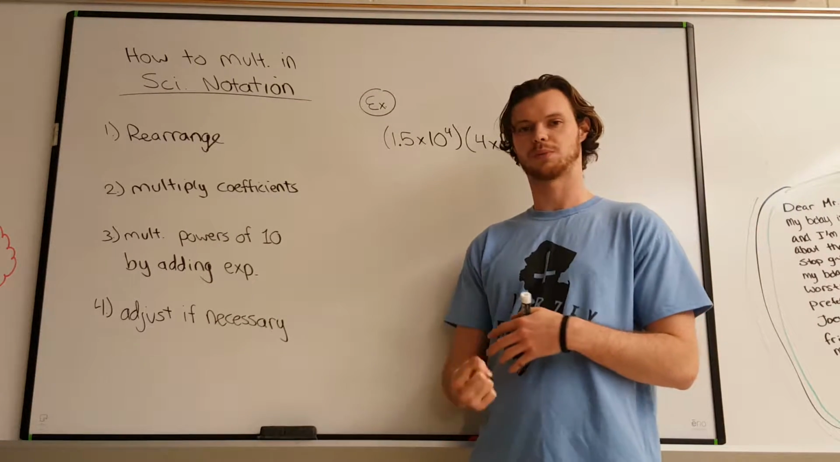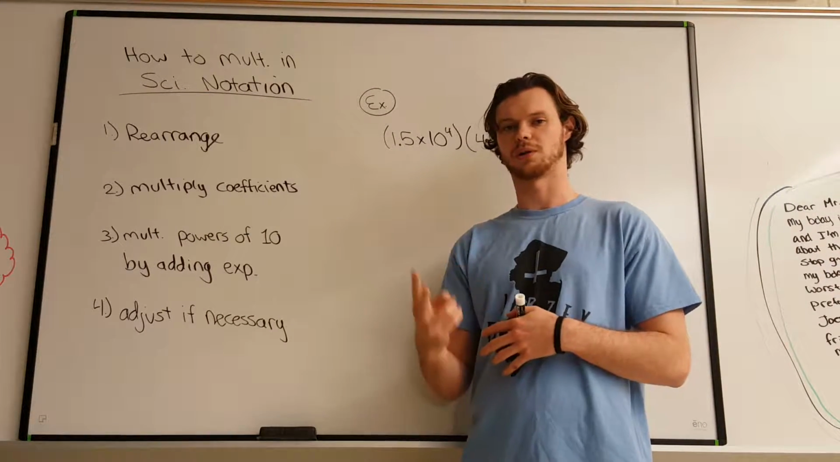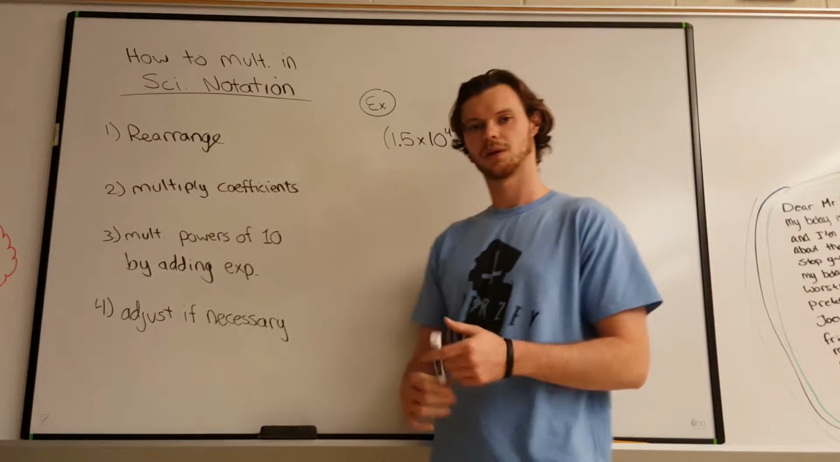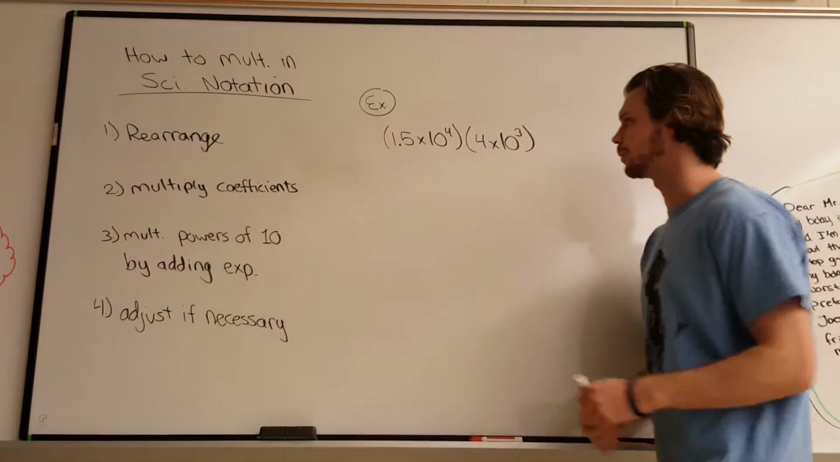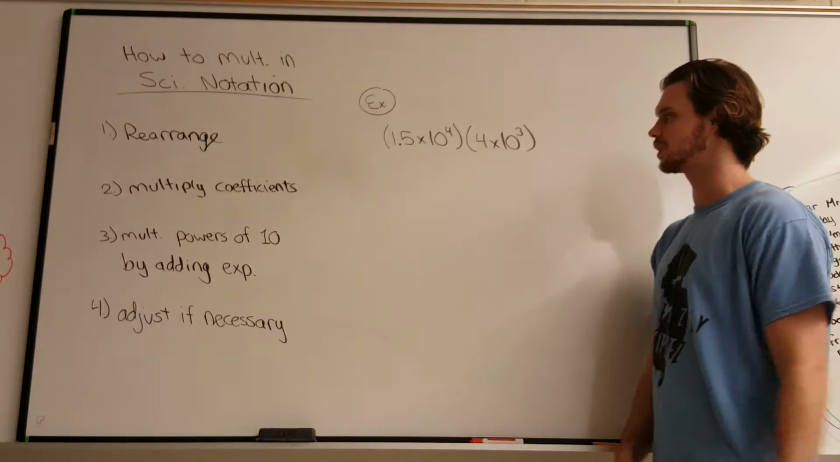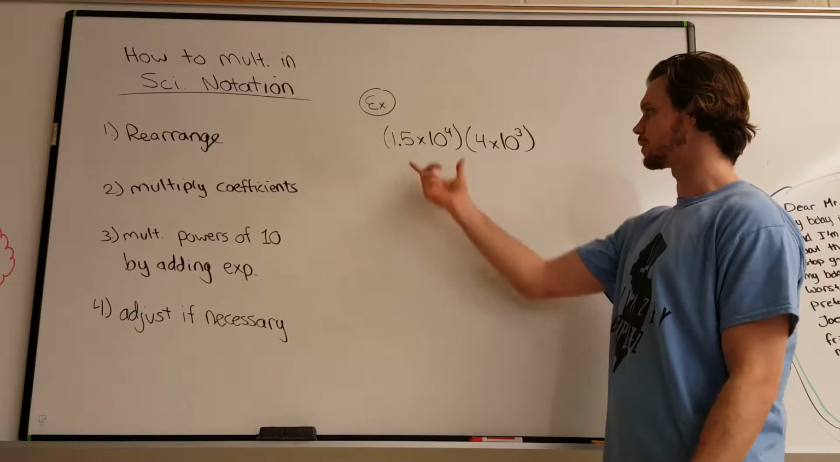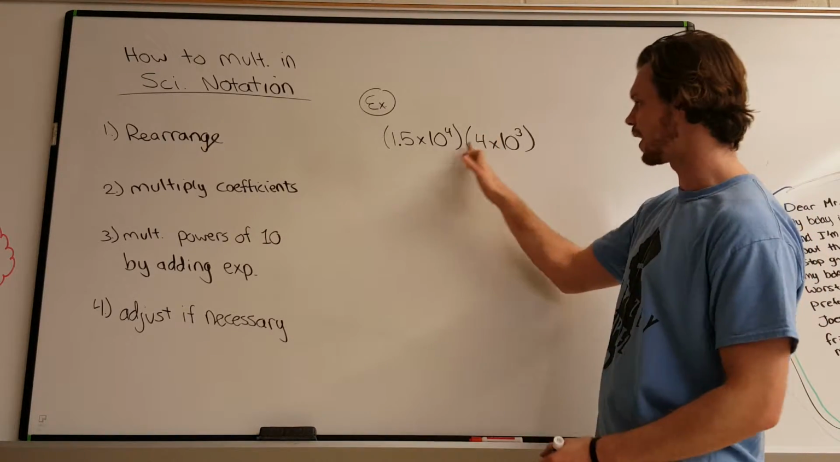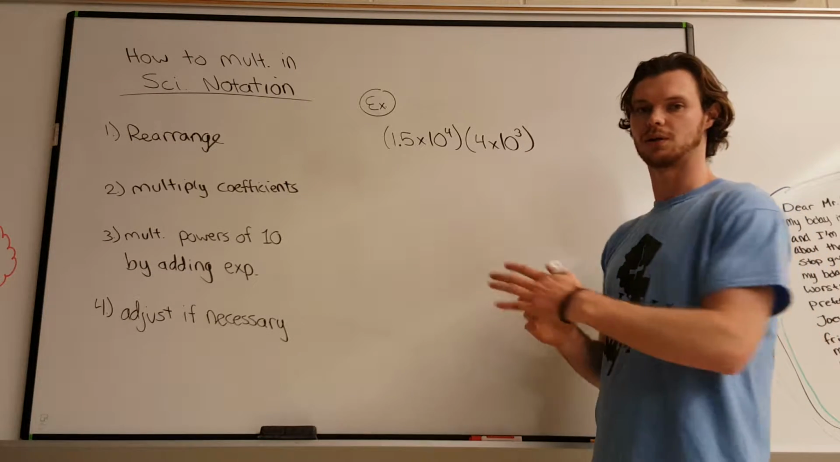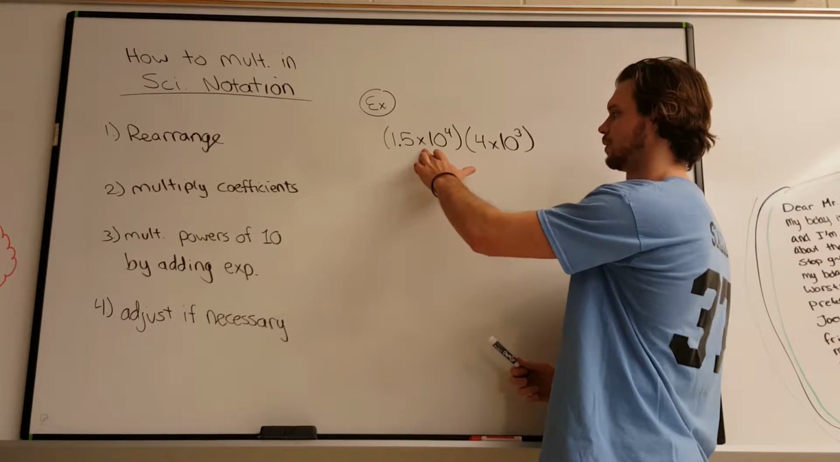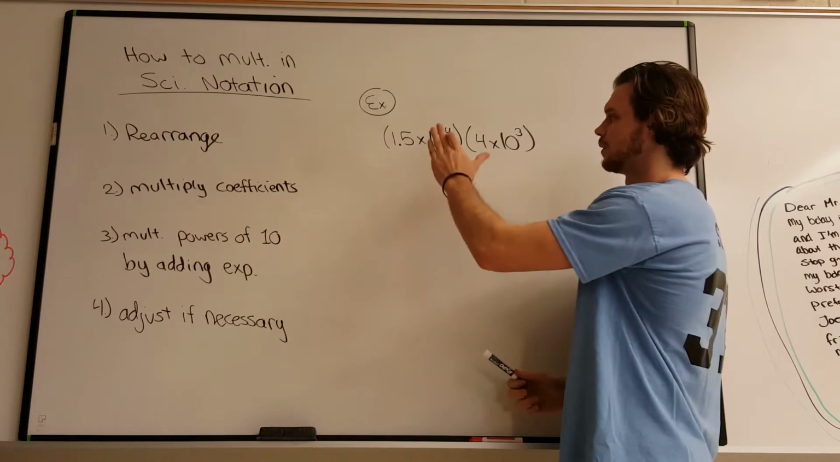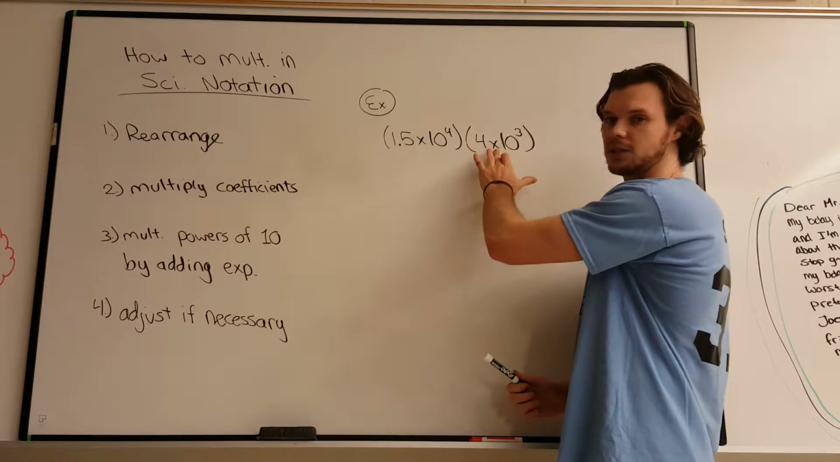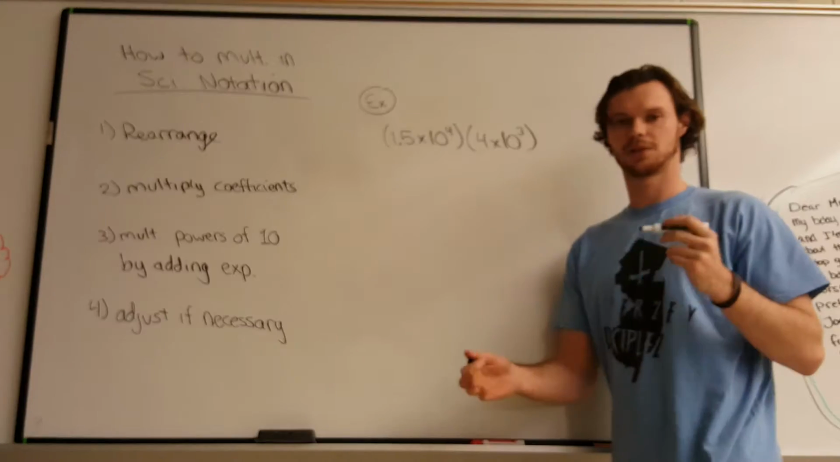And I'm going to do one example where we do have to do it and one where we don't have to do it, so you'll see how it works. Best way to do it is just start out with an example. So I have two numbers in scientific notation, and I'm going to multiply them. So 1.5 times 10 to the 4th times 4 times 10 to the 3rd. Notice the whole problem is just multiplication. There's no other operation going on. Multiplication, multiplication, multiplication. So what that allows me to do is just rearrange it.